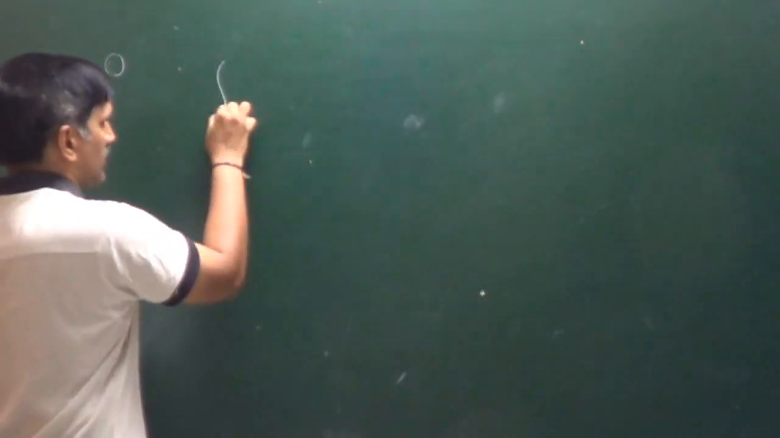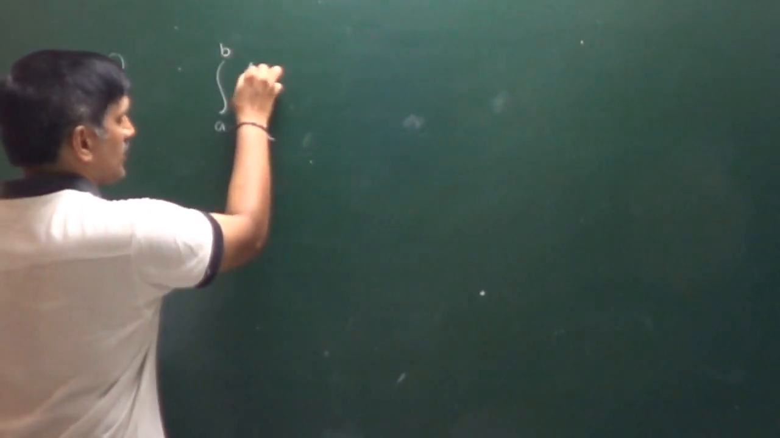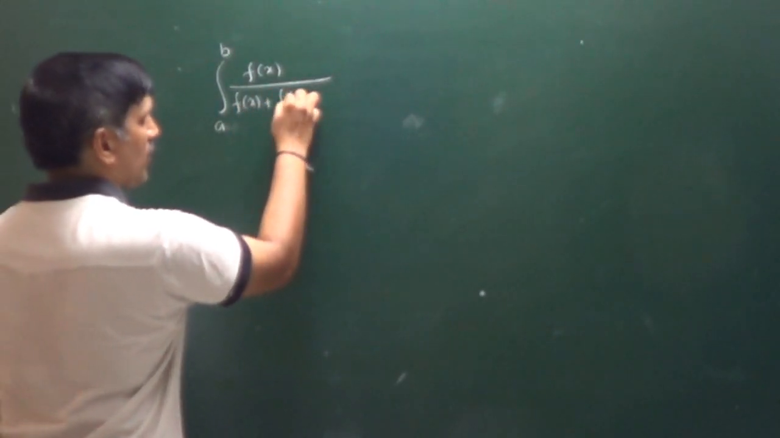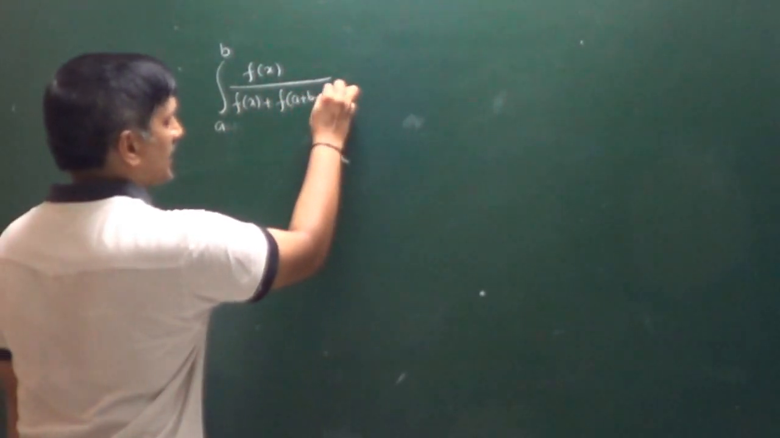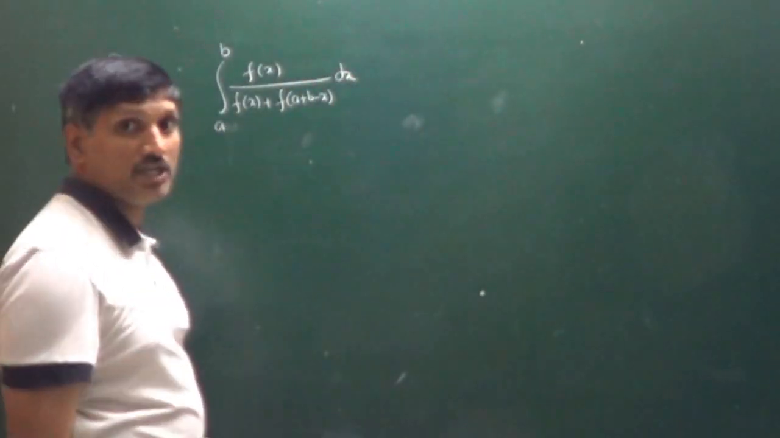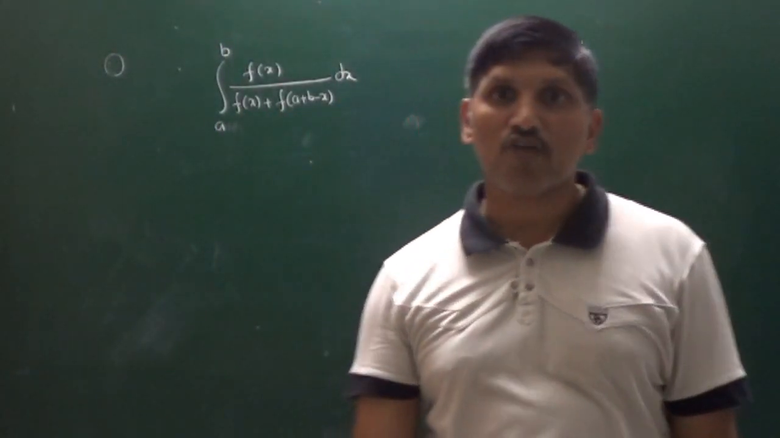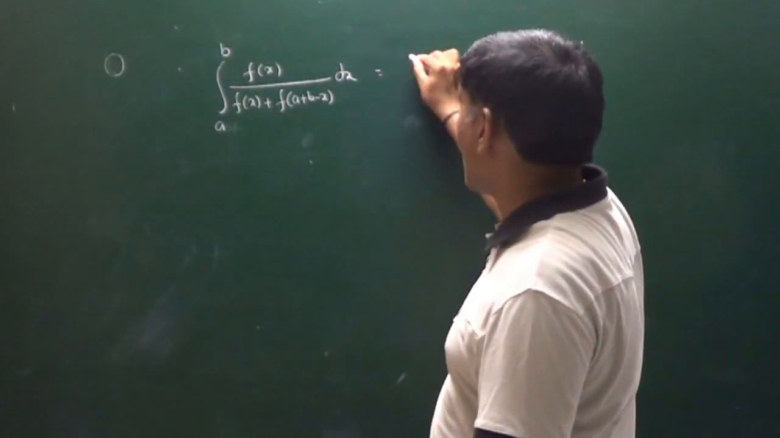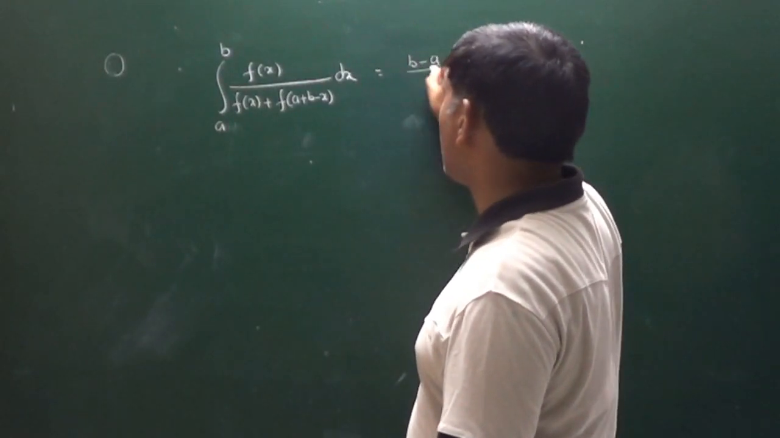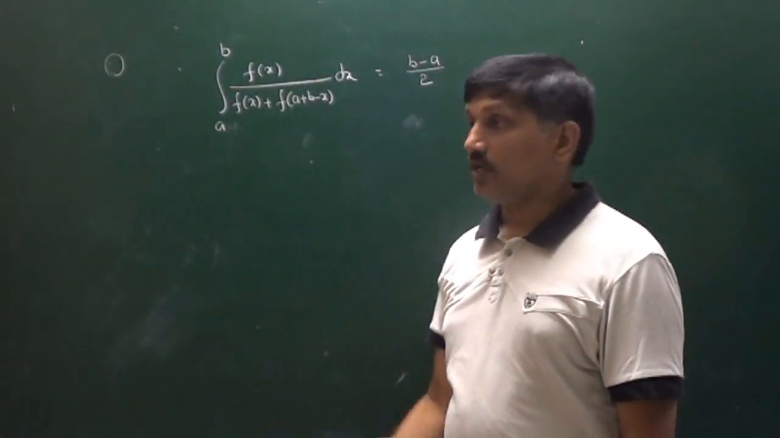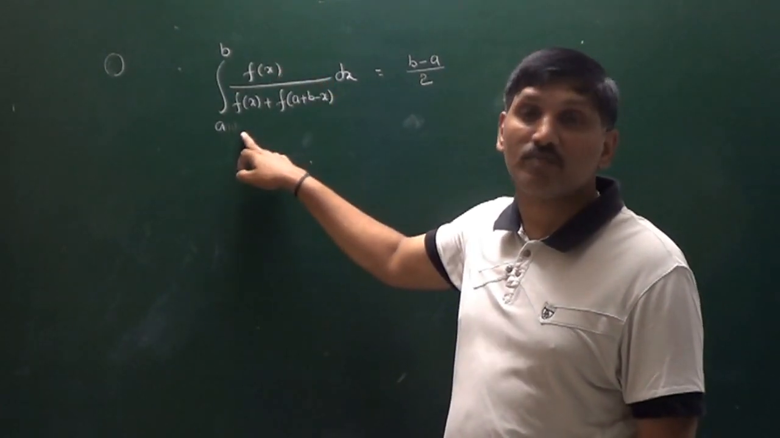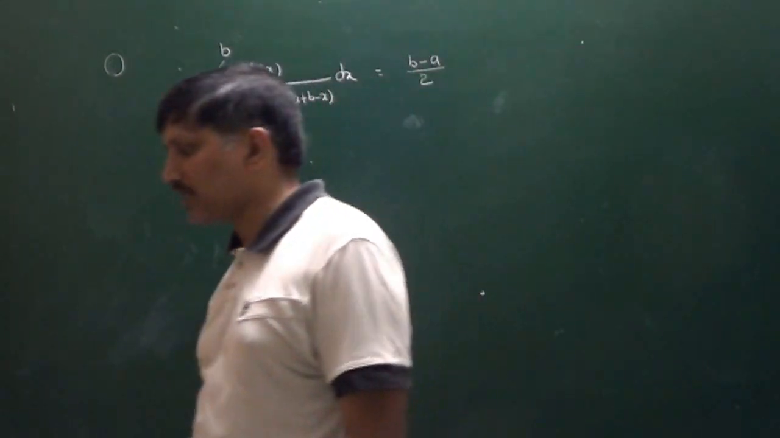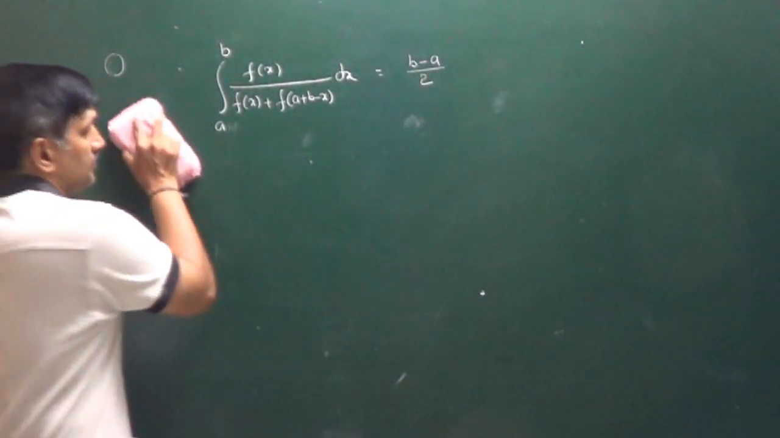So we can remember this particular formula: integral a to b f(x) divided by f(x) plus f(a plus b minus x) dx. We can write the answer directly as upper limit minus lower limit divided by 2.